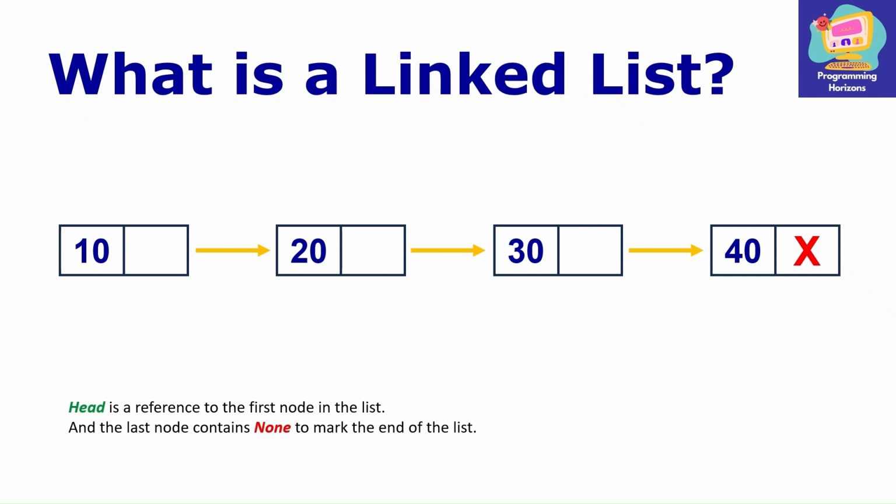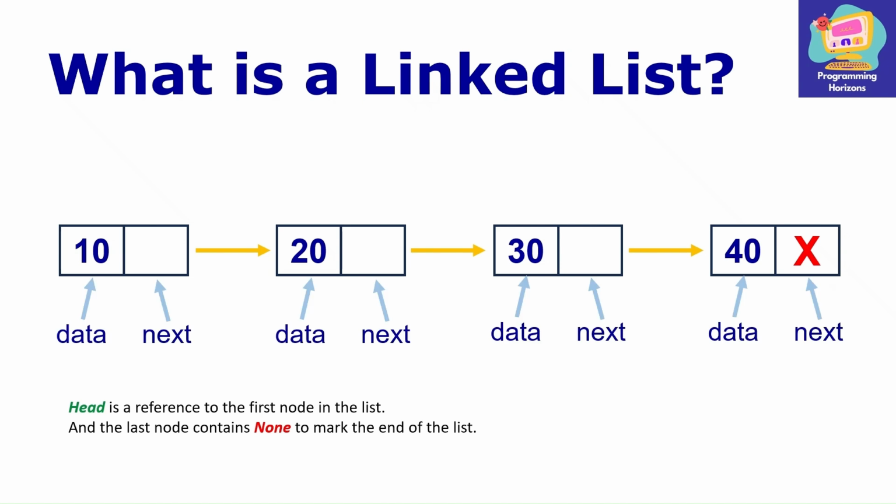First, let's understand what is a linked list. A linked list is a chain of elements called nodes. You can think of a node as a container which holds two parts. First part is data, which represents the actual value, and second is next, which is a reference to the next node in the list. Here, head is a reference to the first node in the list and the last node contains None to mark the end of the list.